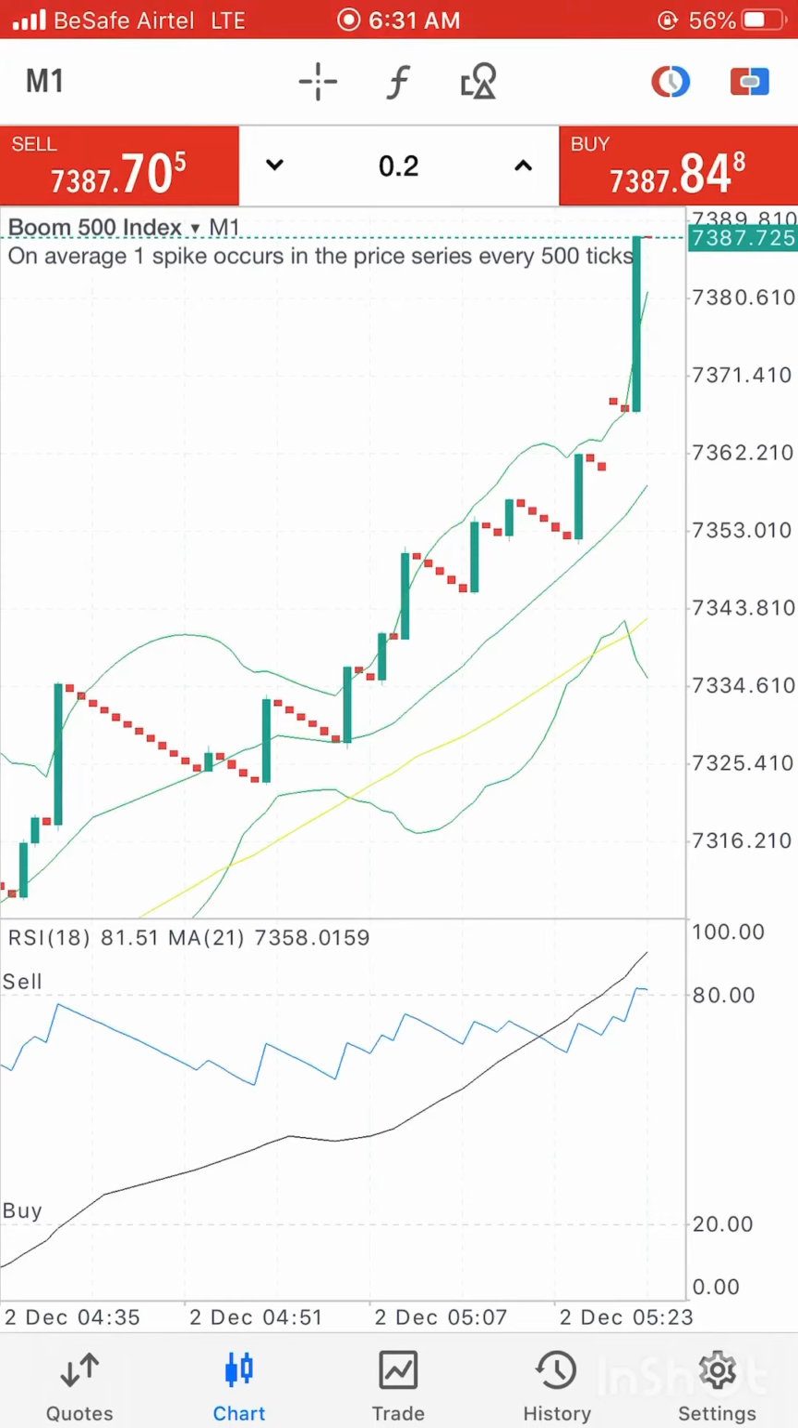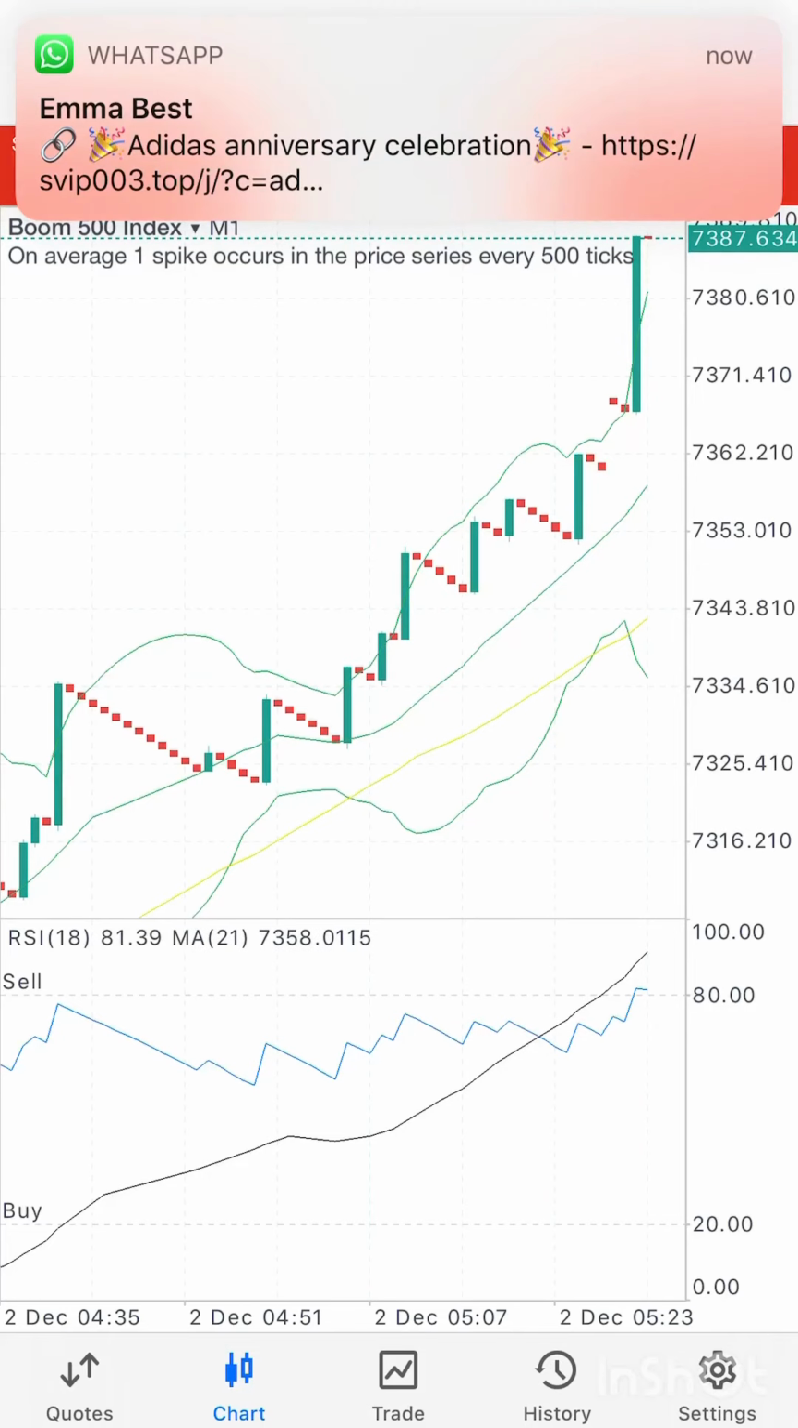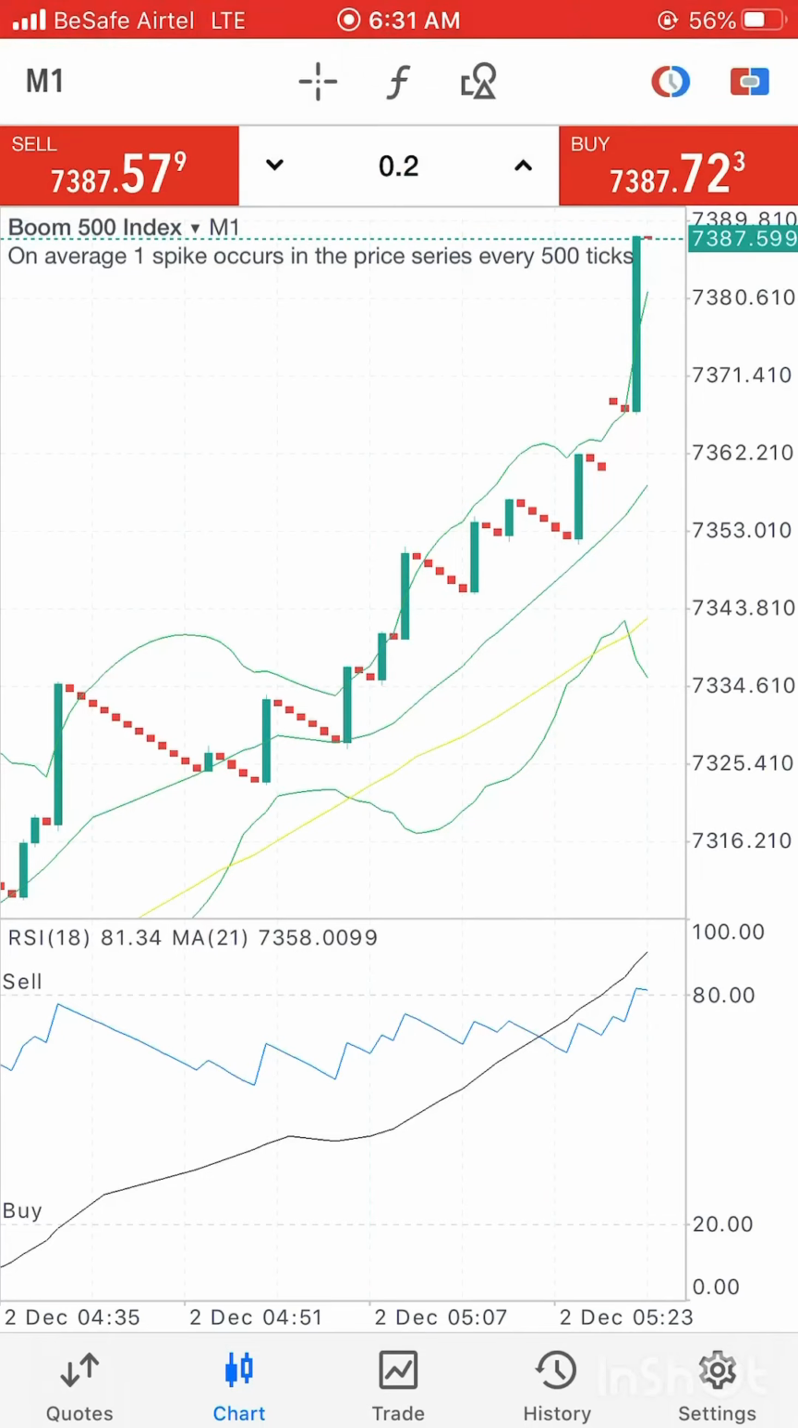Now, the boom and crash, like I always say, on the boom market, you trade on uptrend when aiming for the spikes. You trade on uptrend when aiming for the spikes. This is very important. Now, on crash, you trade on downtrend when aiming for the spikes. With this little basic knowledge, you can easily dominate the synthetic index, that's the boom and crash market.